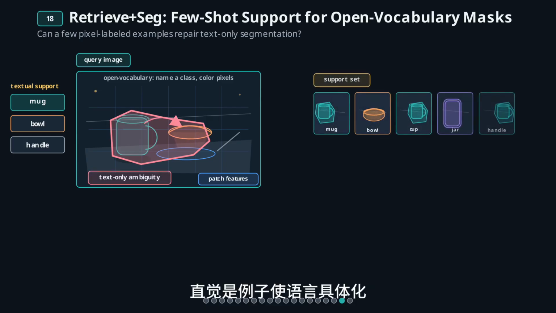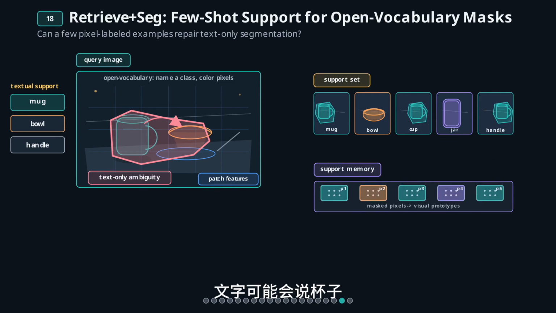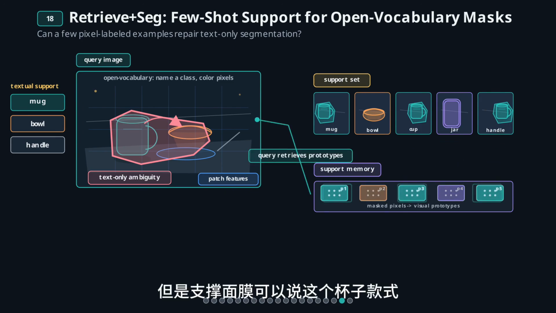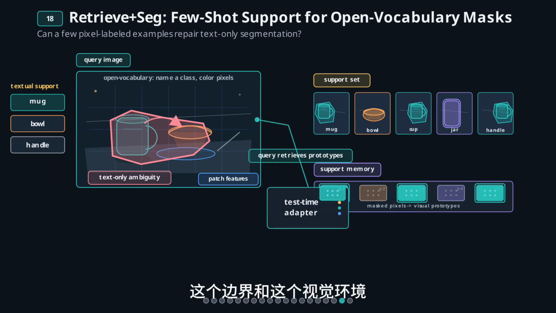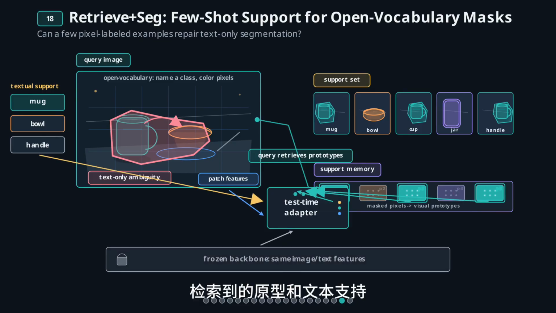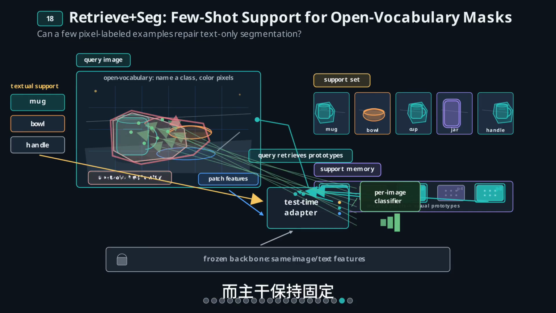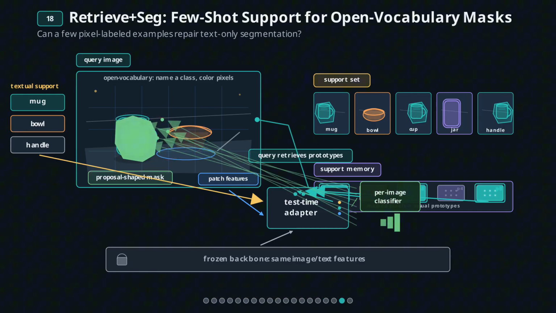The intuition is that examples make language specific. Text may say cup, but a support mask can say this cup style, this boundary, and this visual context. Retrieved prototypes and textual support reshape the classifier for the current image, while the backbone stays fixed.